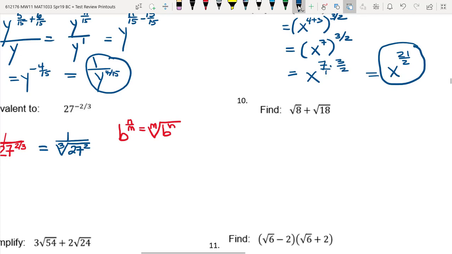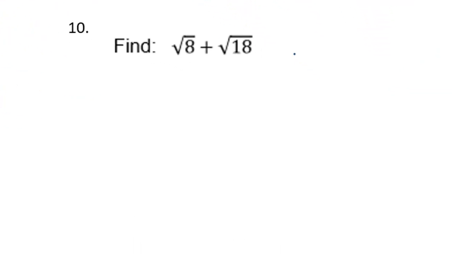Now let's look at item number 10. So for number 10, we need to add two radicals. The way that we add radicals is they must be identical, and we add their coefficients. In other words, we have to have like radicals. These two radicals are not in a simplified form because there's a factor of each of these numbers, 8 and 18, that's a perfect square, which means the radicals could be simplified.